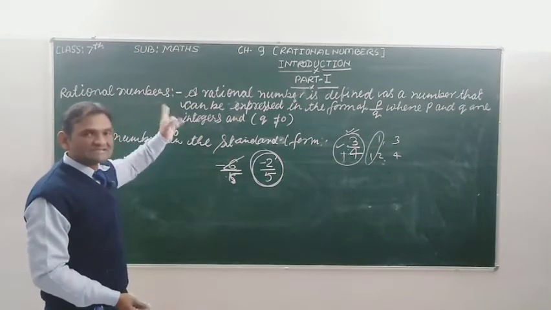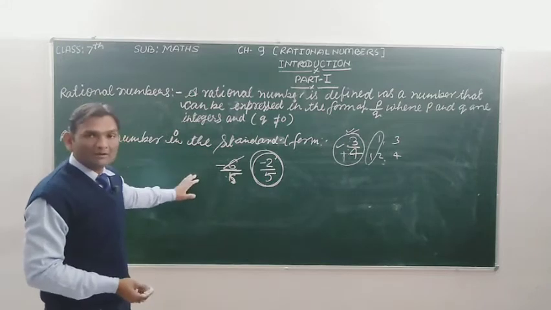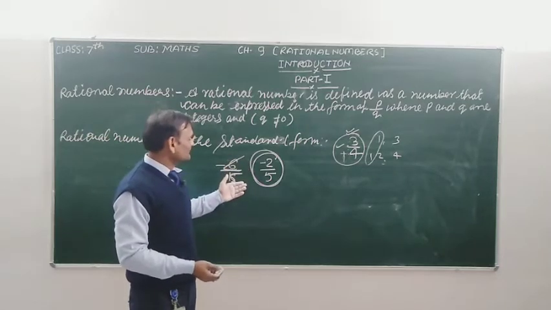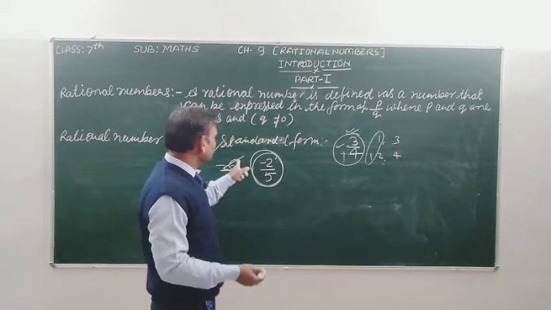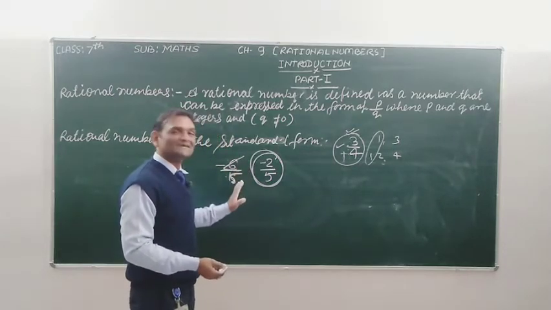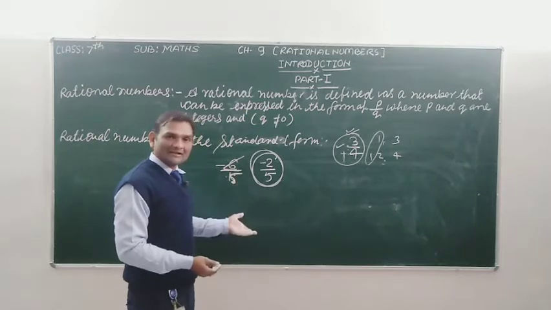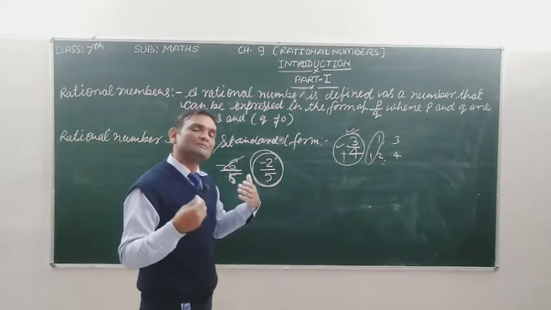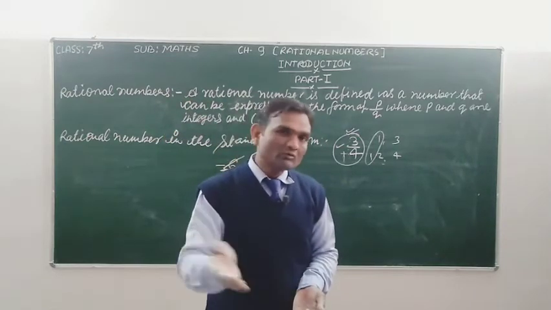In the fraction chapter, I have told you how we can make the simplest form of a rational number: by dividing by the HCF of the numerator and denominator, you know. The same rule you can apply here, student. 6 और 15 का HCF फाइंड आउट करो और उससे डिवाइड करो. सो आपका रेशनल नंबर जो आएगा वो सिंपलेस्ट फॉर्म में हो जाएगा, स्टैंडर्ड फॉर्म में हो जाएगा. In this way you can do it.